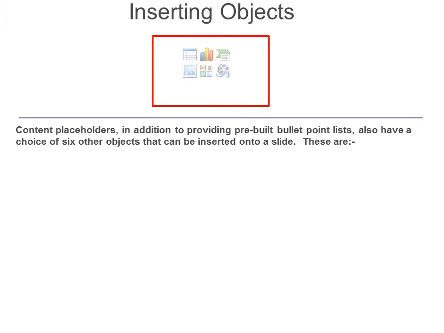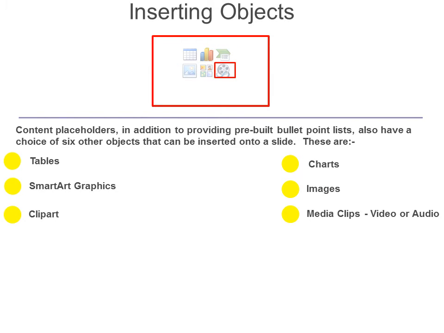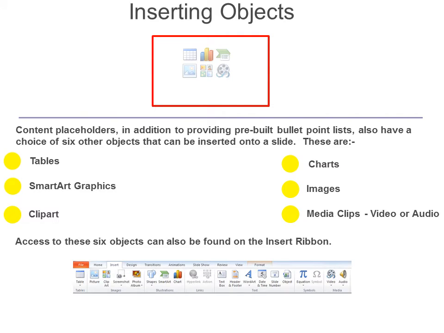Inserting objects. Content placeholders, in addition to providing pre-built bullet point lists, also have a choice of 6 other objects that can be inserted onto a slide. These are tables, charts, SmartArt graphics, images, clip art, and media clips, video or audio. Access to these objects can also be found on the Insert ribbon.